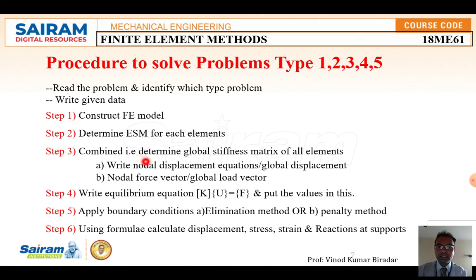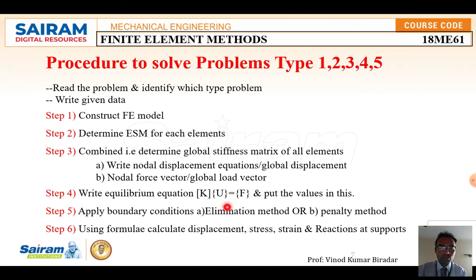So combined, that is, determine the global stiffness matrix, and you have to write the nodal displacement and nodal force vector in this. Okay, step number 3, and then write the equilibrium condition. This is the standard equation you have to remember in step number 4, that is Ku equal to F. Okay, then substitute the values and apply the boundary condition.